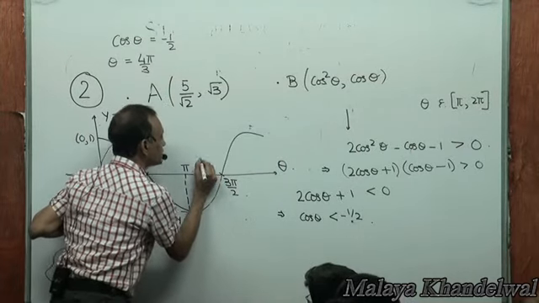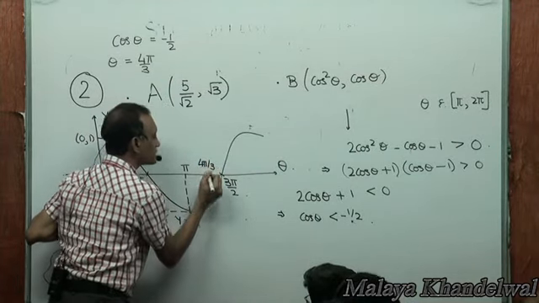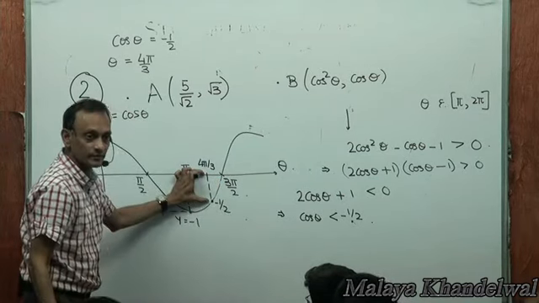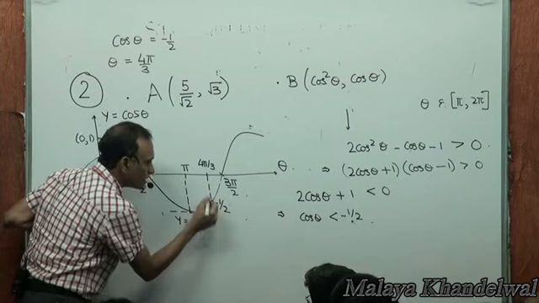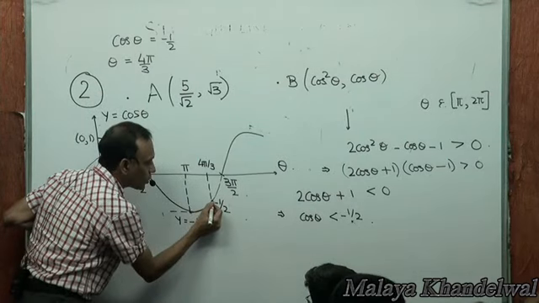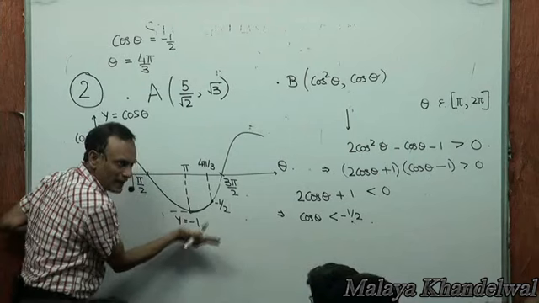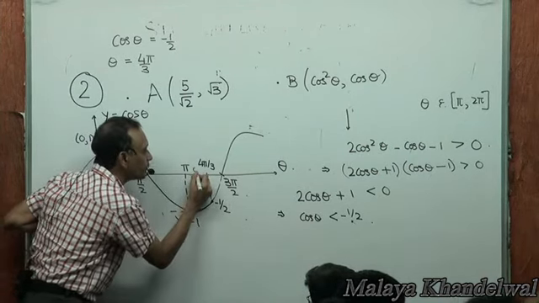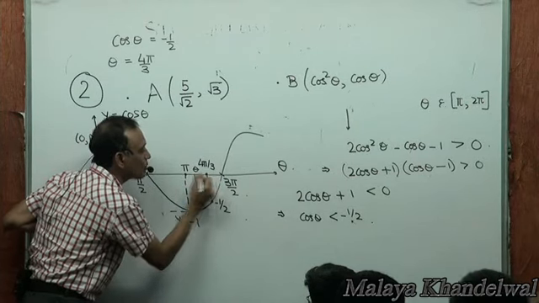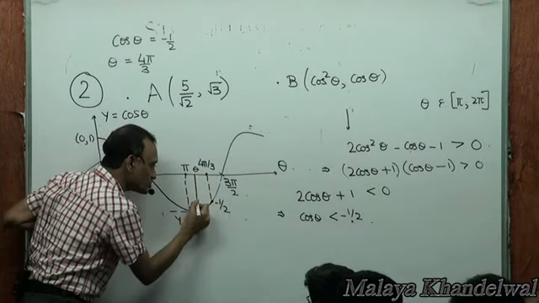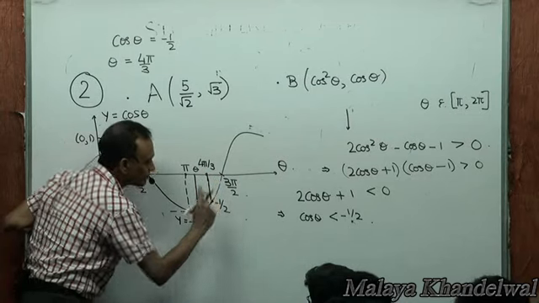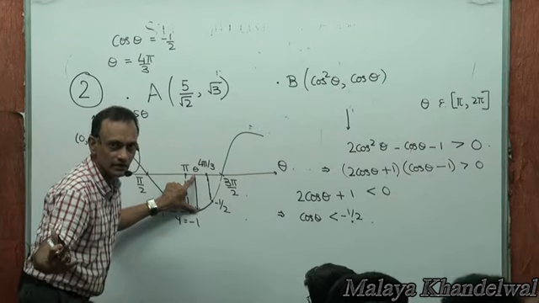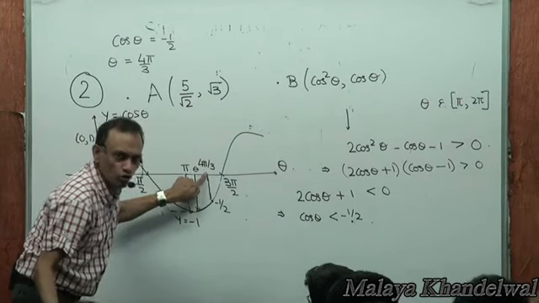So at 4 pi by 3, cos theta becomes minus half. This is minus half. This is minus half. Now, obviously, we are seeking this interval because in this interval, cos theta is less than minus half, isn't it? Below minus half means less than minus half, isn't it? If theta comes to this interval, pi to 4 pi by 3, if theta belongs to pi to 4 pi by 3, do you realize cos theta will be less than minus half? If this is minus half, this is less than minus half, isn't it? More negative, right? So theta must belong to pi to 4 pi by 3.